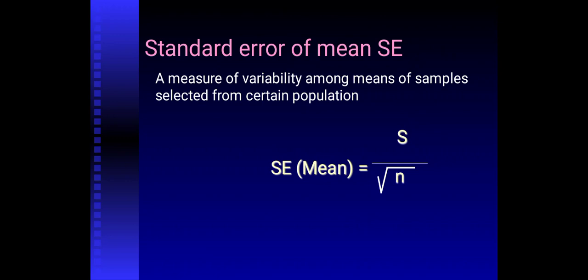Next, standard error. This is the formula for standard error. Standard error is a measure of variability among means of samples selected from a certain population. It is called standard error.